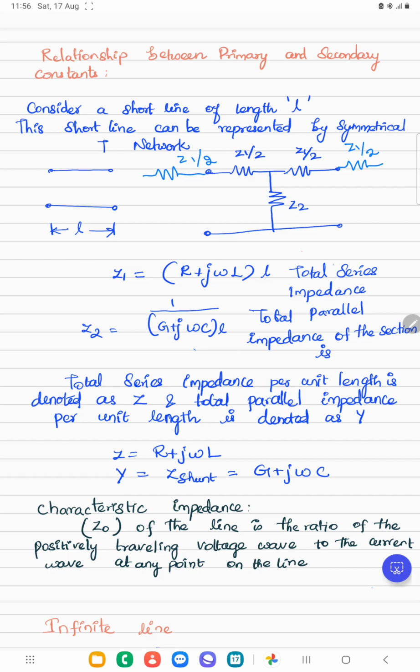The definition of characteristic impedance: the characteristic impedance of the line is the ratio of the positively traveling voltage wave to the current wave at any point on the line. It is denoted by the letter Z0.